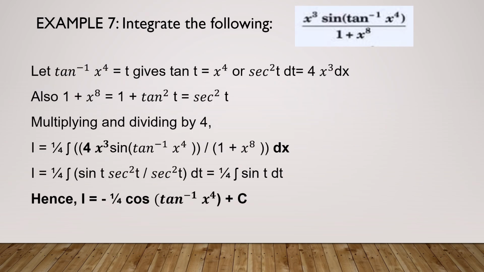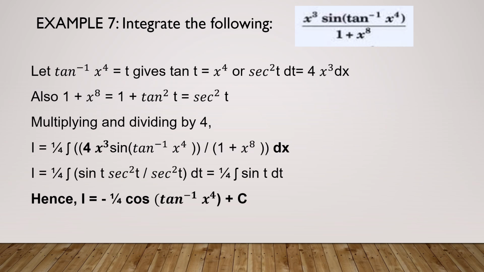Next example, integrate x cube sine of tan inverse of x raised to 4 upon 1 plus x raised to 8. You have to integrate this function. Now it seems a little bit complicated, but first thing is you make your substitution. Let tan inverse of x raised to 4 be t. This will simplify the whole part. So now tan t will be x raised to 4.